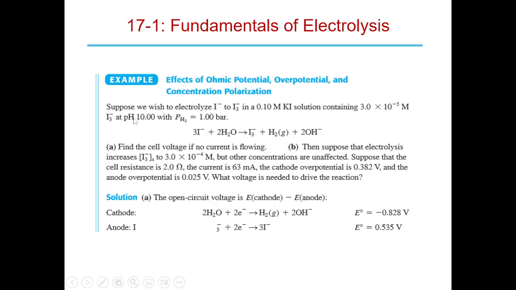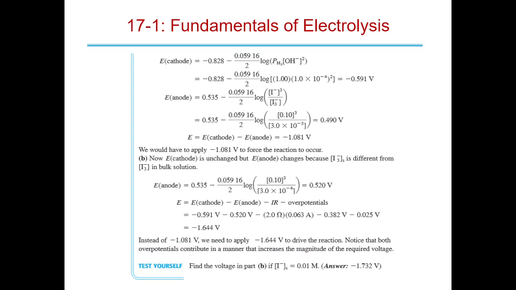How do we get the concentration of the OH minus, by the way? We have pH, don't we? So we do POH. 14 minus 10 is 4. 10 to negative 4, right? Okay. To the 2nd power. We solve, and we get this for our voltage.